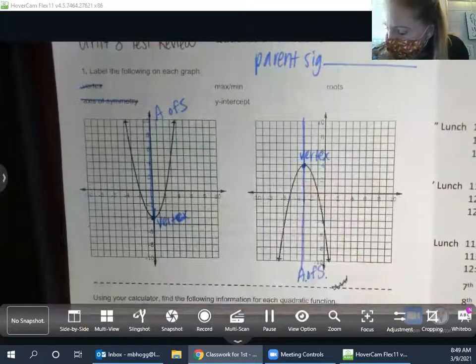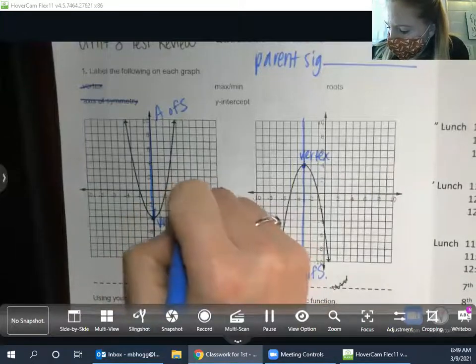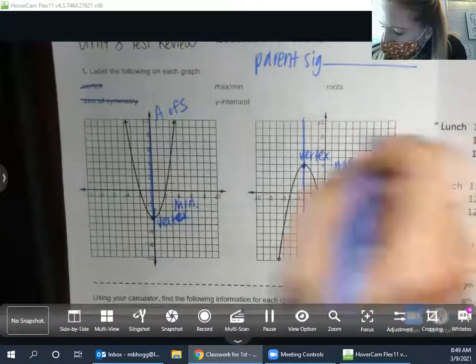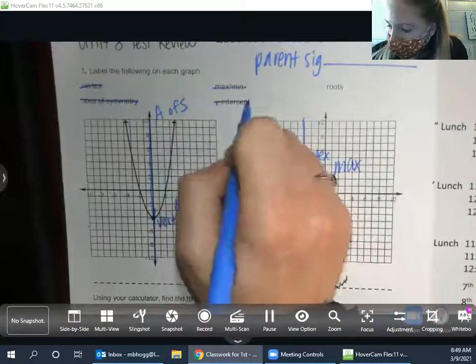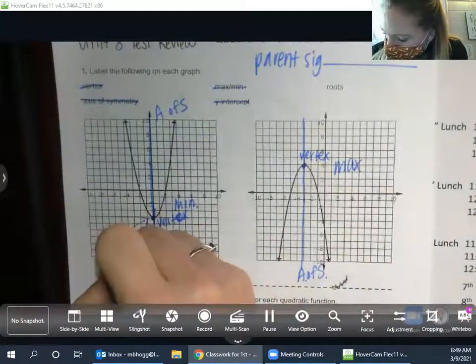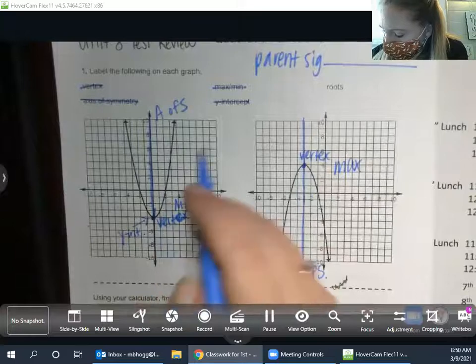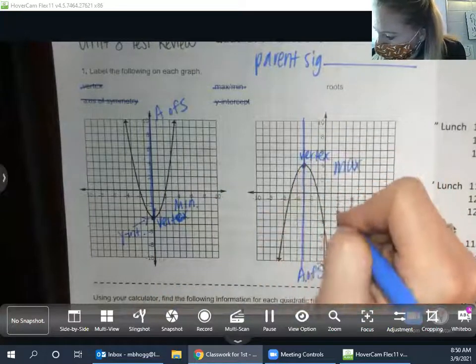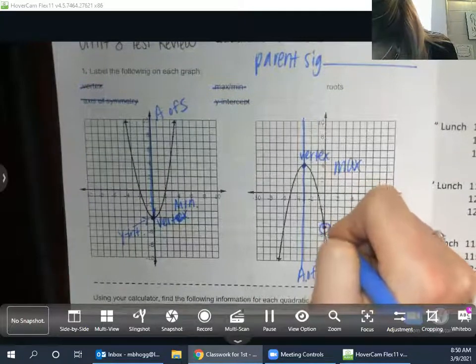Max and min is determined by the vertex. If it's at the bottom, it's a min. So this is a min. If the vertex is at the top, it's a max. Y-intercept means exactly what it's meant all year. It's where it crosses the y-axis. So y-intercept is actually the vertex on the first graph. And the y-intercept on the second one is right here.